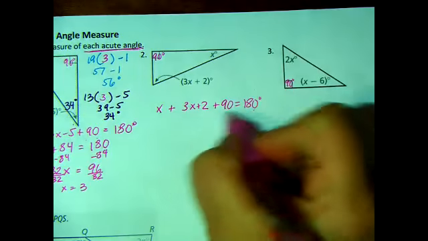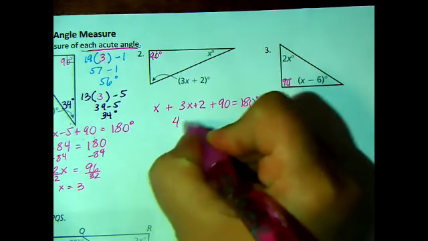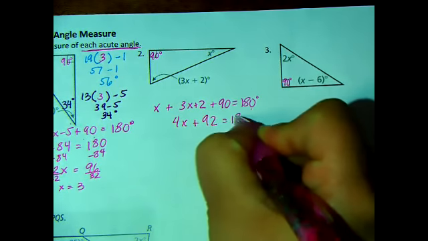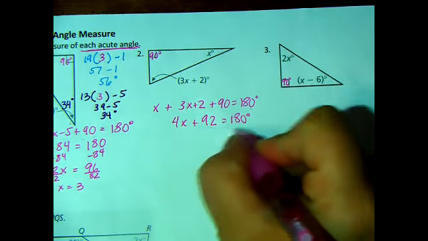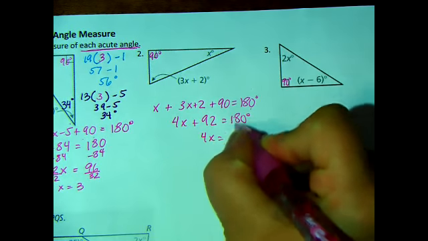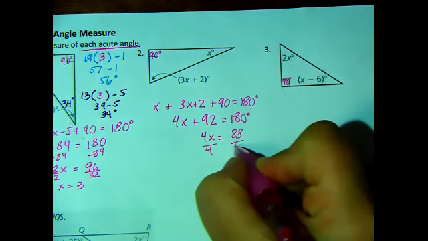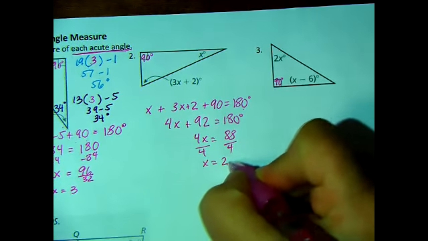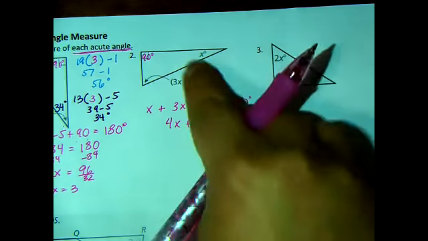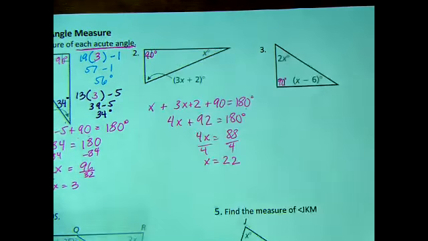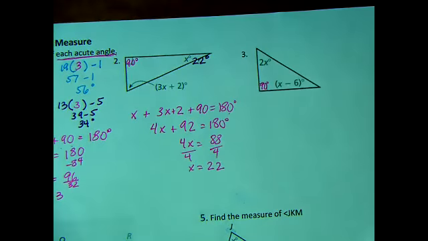Okay, so combining like terms here, I have X and 3X, and then I have 2 and 90. So it's going to be 4X plus 92 is equal to 180 degrees. Okay, so I'm going to then subtract over the 92. We'll get 4X is equal to 88. Divide by 4, X will equal 22. So what does that leave me for my angles? Well, this angle is just X, it's X degrees, which means this angle is just simply 22 degrees.